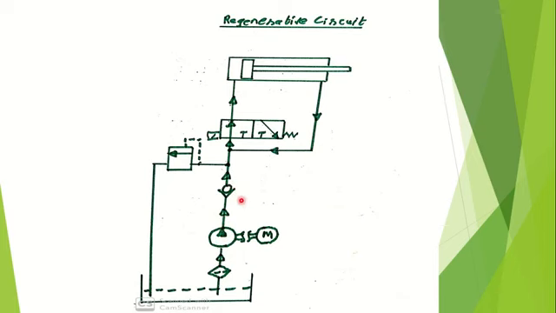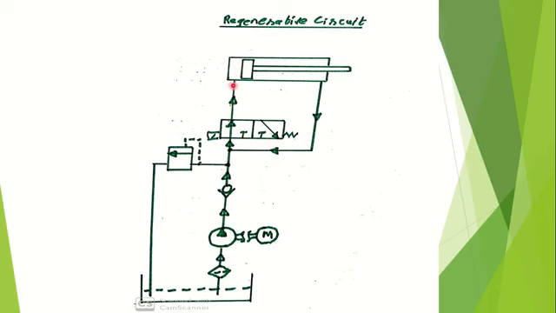The first valve is a check valve. Then it enters the direction control valve. This is a solenoid operated 3x2 direction control valve. It has 3 ports, that is pump port, A port and tank port.